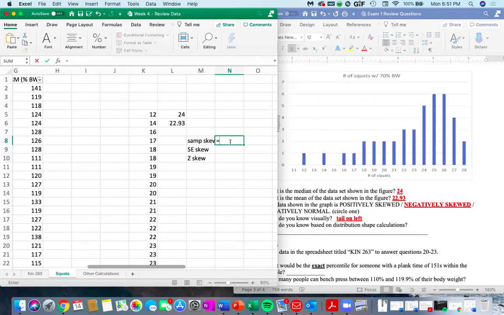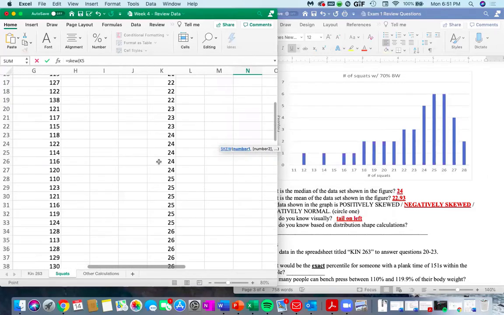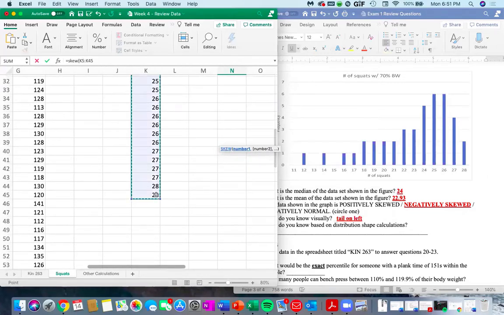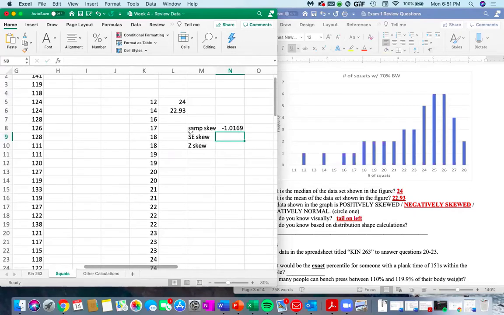Okay. So how do we find sample skewness? Does anybody know that one? Got the first part in. Equals what? Skewness. Yep. So it literally equals skew, right? And then we could put all of our data in there. Okay. And then how do we find the standard error?